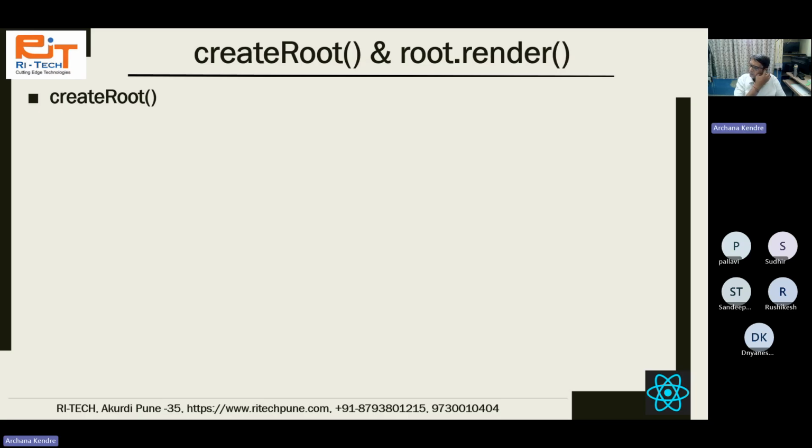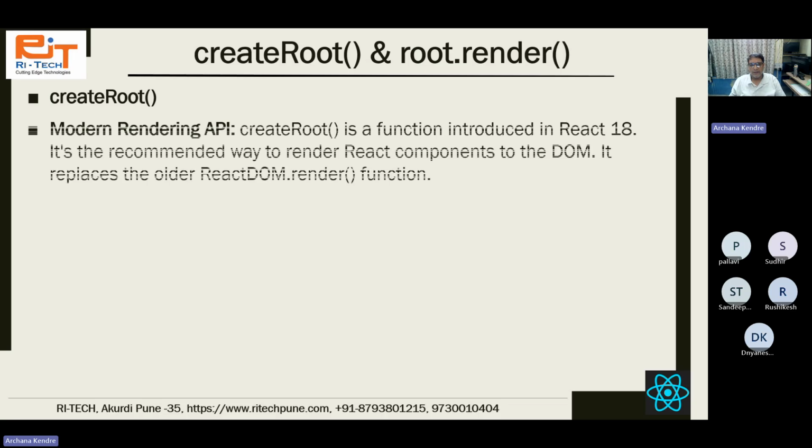Now let's have a look at two methods, createRoot and root.render. The modern rendering API: createRoot is a new method introduced in React 18. It is a modern rendering API, or we can say function, introduced in React 18. It's the recommended way to render React components to the DOM. It replaces the older ReactDOM.render function.